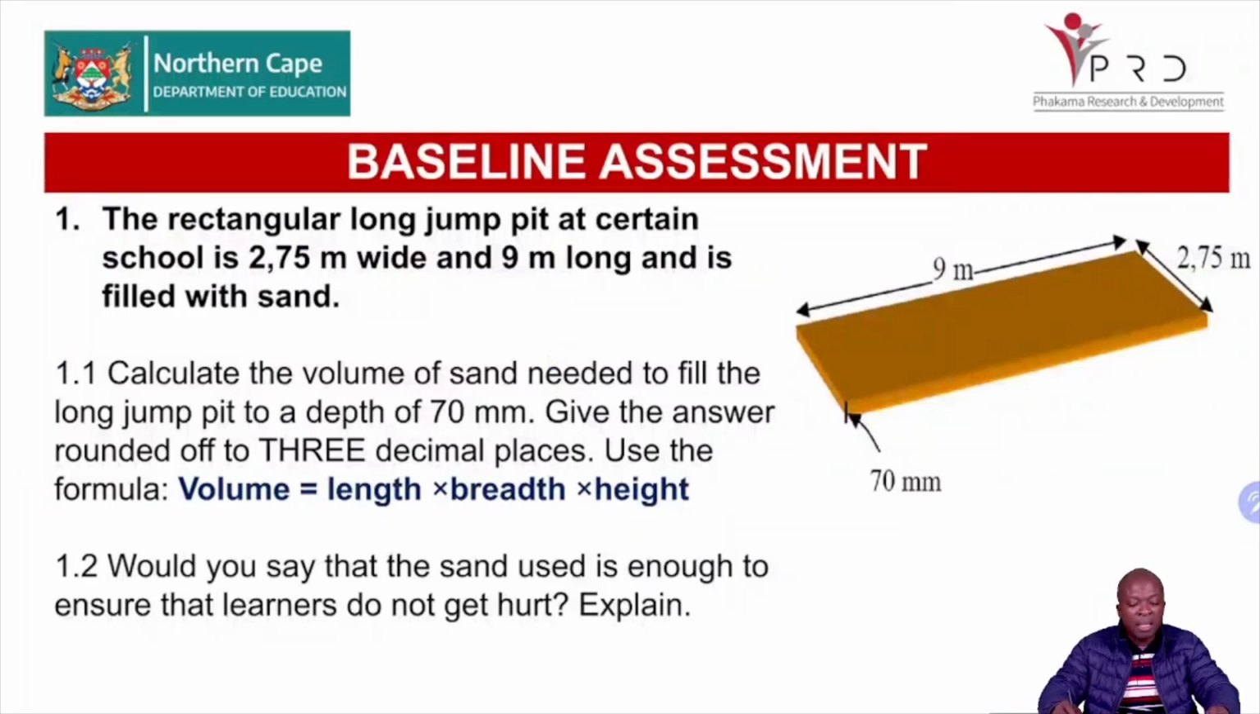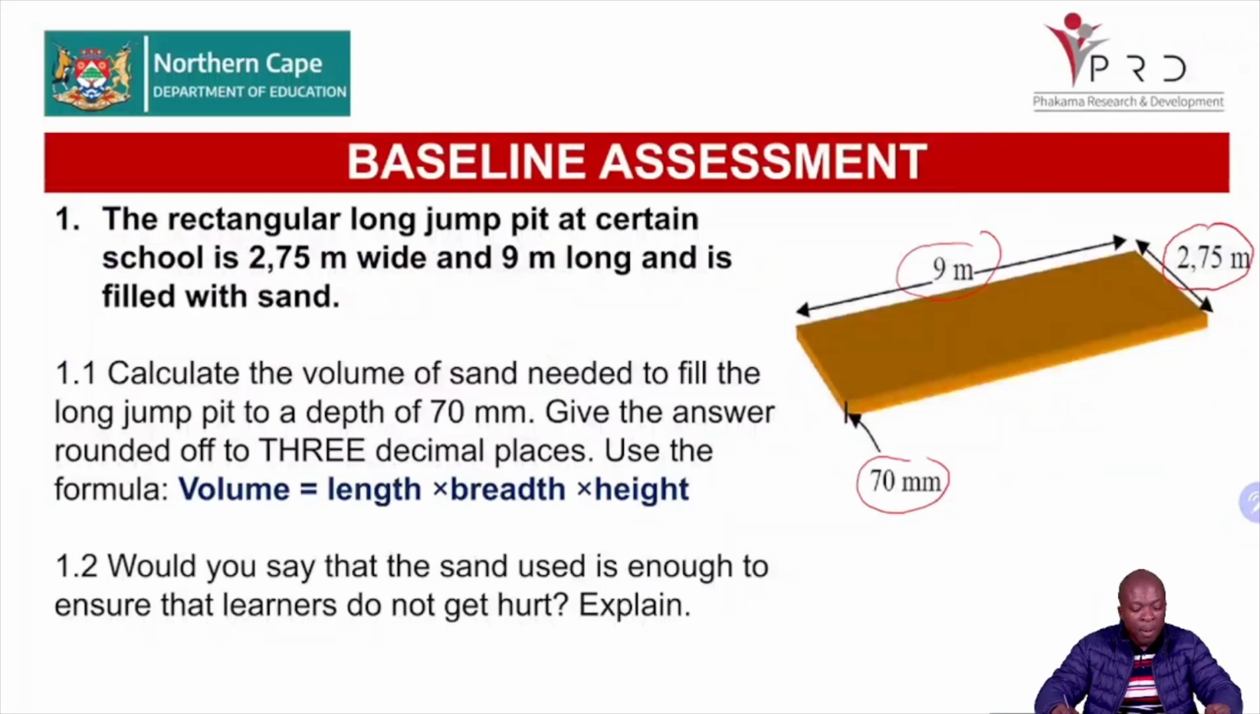The first part says the rectangular long jump pit at a certain school is 2.75 meters wide and 9 meters long. This is the 2.75 meters, this is the 9 meters long, and it is filled with sand. Here I've given you how deep it is, say 70 millimeters. But if you notice, the 70 has different units, and the other two numbers have also got different units.